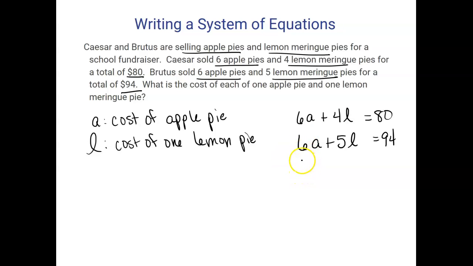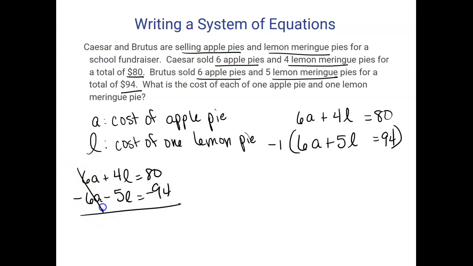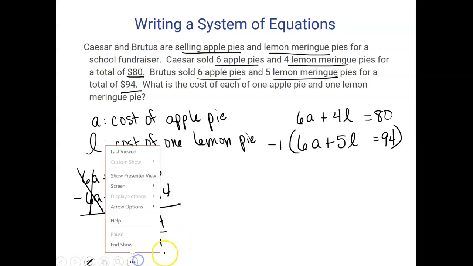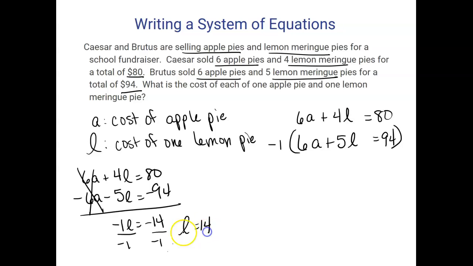I'm supposed to look for opposite common coefficients. Well, I have 6 and 6, but I need one of these to be a negative, so I'm going to multiply everything in the bottom equation by -1. The top equation stays exactly the same, 6a plus 4l equals 80. The second equation becomes -6a minus 5l equals -94. We're going to add. 6 and -6 cancel out because that makes 0. 4 take away 5 is -1, so -1l, and 80 plus -94 is -14. I'm going to divide both sides by -1, and so L becomes positive 14.